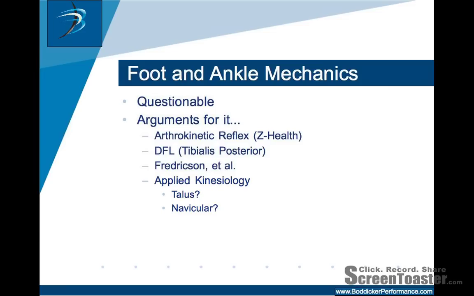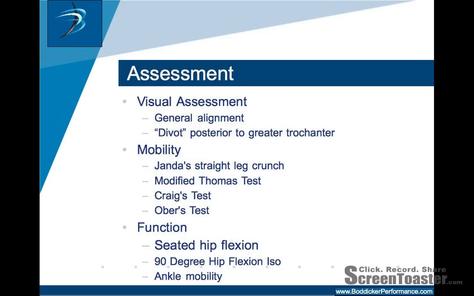The applied kinesiologists, as I mentioned, there's a book, Complementary Sports Medicine, that says the talus being out of alignment, quote unquote, is the reason for psoas dysfunction. As I mentioned earlier, the Z-Health people say navicular. Which one is it? I don't really know. Might not be any of them at all. However, I've come to the conclusion that I'm probably going to work on ankle mobility with most of my athletes anyway. So if the psoas function improves by improving ankle range of motion and mobility, then that's just another perk.